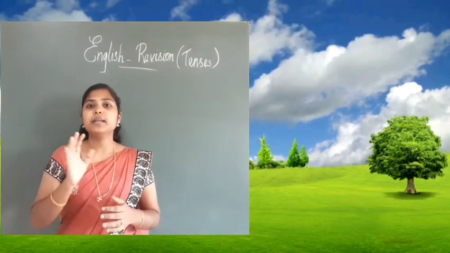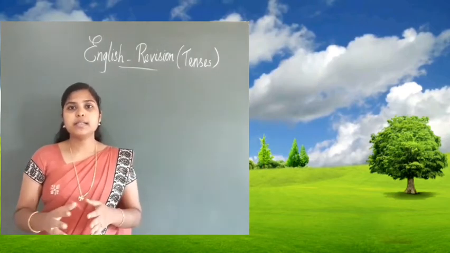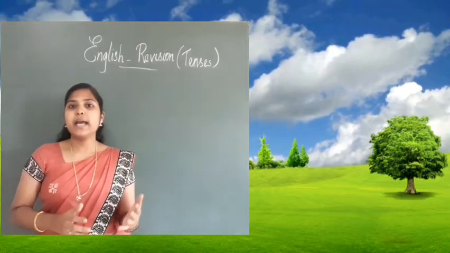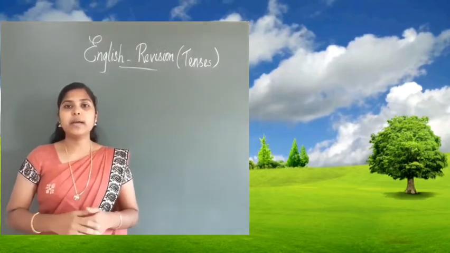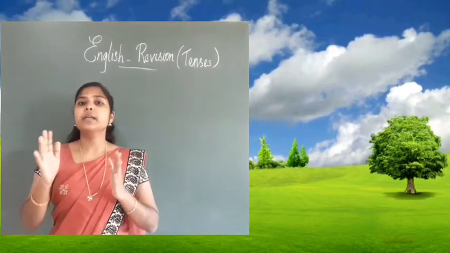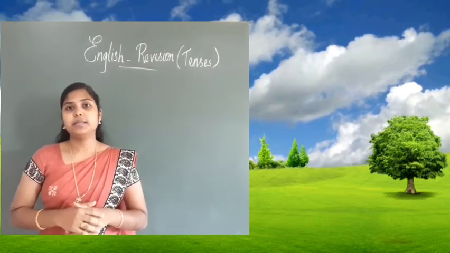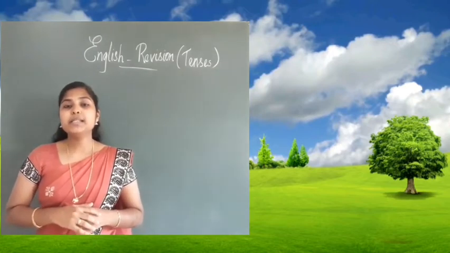For third person singular, we have to use s. V plus s, like eats, drinks, dances, sings, plays, jumps. Okay. So for third person singular, we have to use the verb with s. I mean V plus S. Verb plus S.